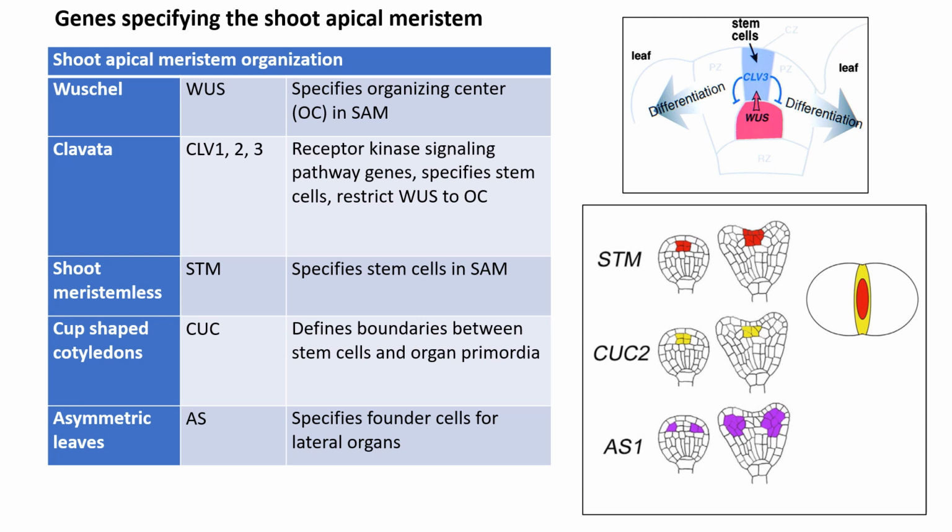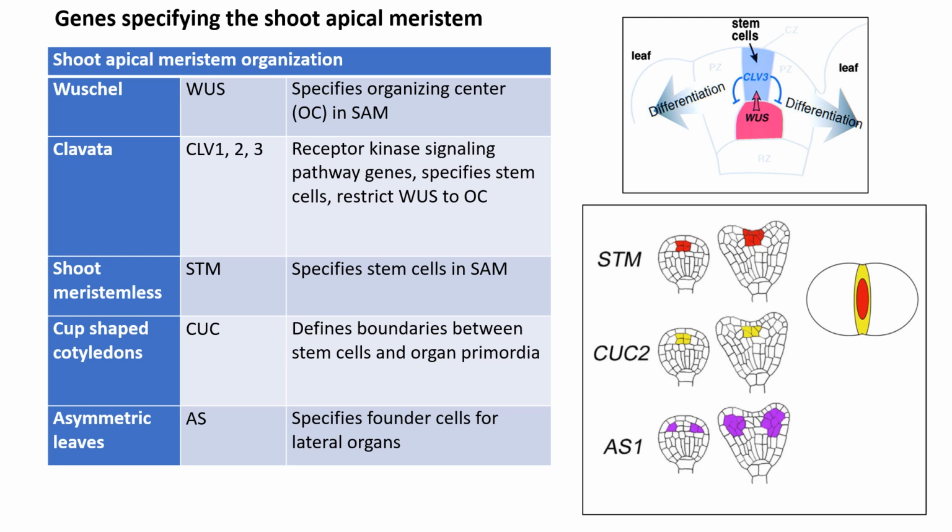Then you have other genes like the shoot meristem-less gene or the STM gene, which specifies the stem cells in SAM. Then you have the cup-shaped cotyledons or the CUC gene, which defines the boundaries between stem cells and the organ primordia. And finally, you have the asymmetric leaves genes, which specify the founder cells for the lateral organs.